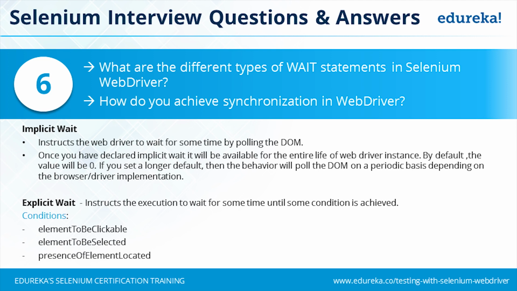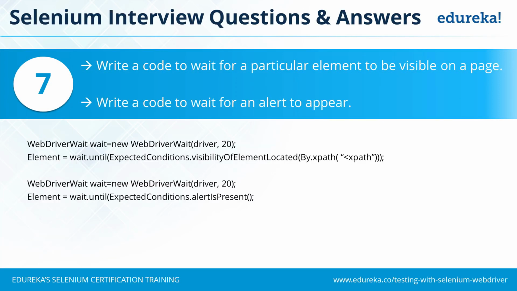So in such conditions, element to be selected can be used. Presence of element located: you can also check for the presence of an element which is located by a particular attribute. For instance, I can locate the element with any of the attributes like ID, name, CSS, XPath, anything of that sort.